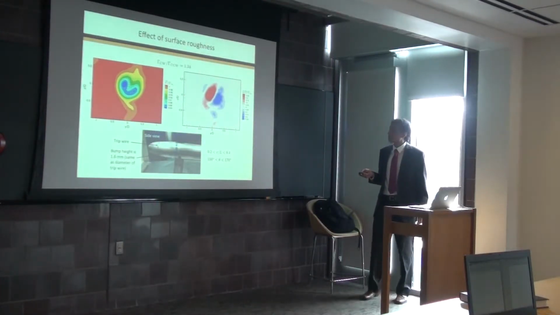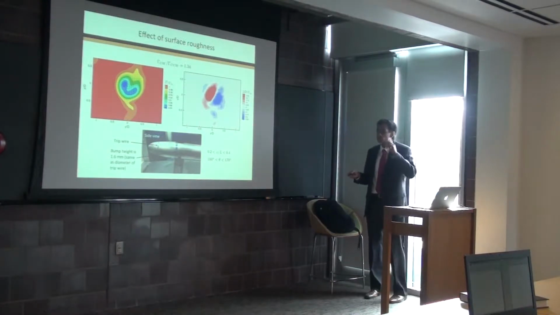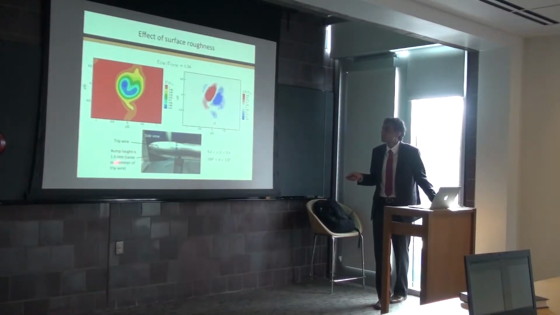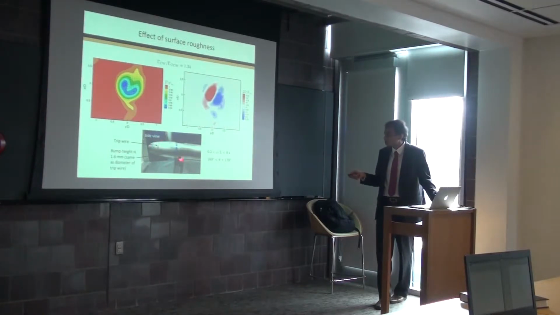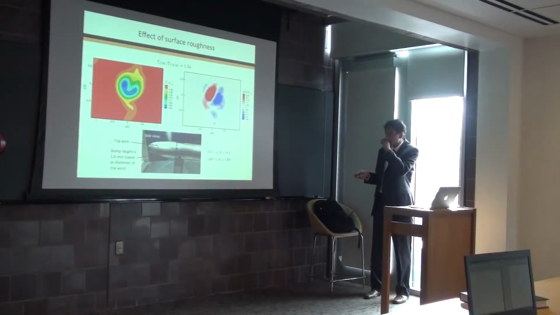So let's now look at surface roughness. These are adhesively backed bumps. So maybe some barnacles are growing on this submarine. The bump height is about 1.6 millimeters. That's the same as the thickness of the tripwire. This is the inside view. Notice that there's the support. It's the airfoil shaped support.